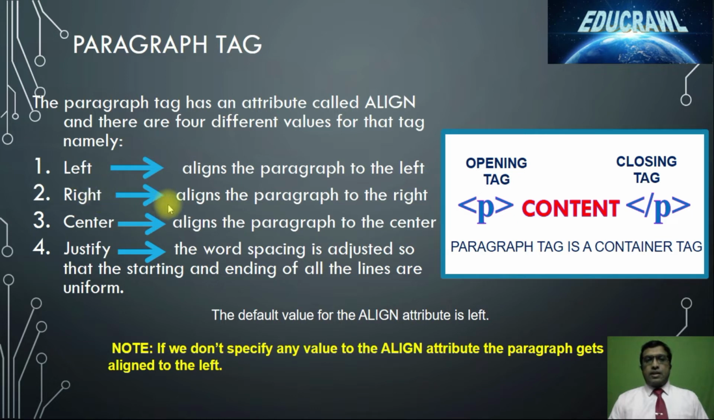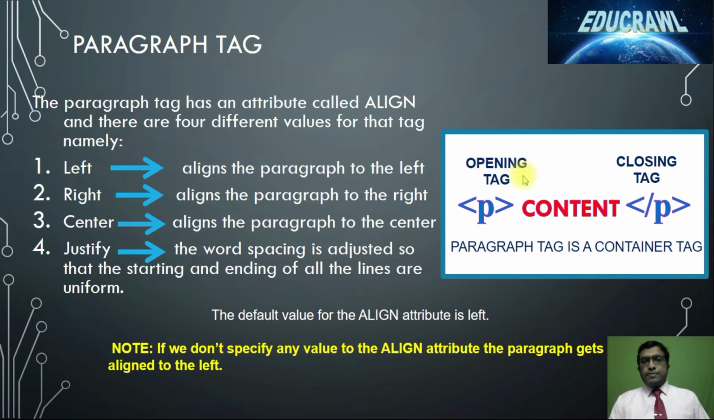Right aligns the paragraph to the right. Center aligns the paragraph to the center. Justify, the word spacing is adjusted so that the starting and the ending of all the lines are uniform.